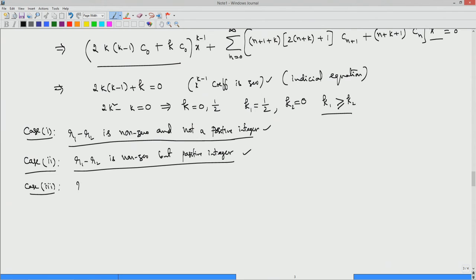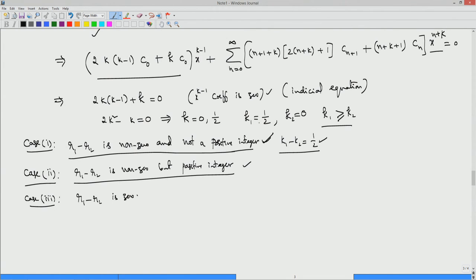Now you have a last case, when R1 minus R2 is 0, which means the roots are repeated. The first case we are dealing with is what we have seen: k1 minus k2 is 1 by 2. So this example belongs to case 1. In this case finding the solutions is relatively simple, because just by equating you will easily get two linearly independent solutions.